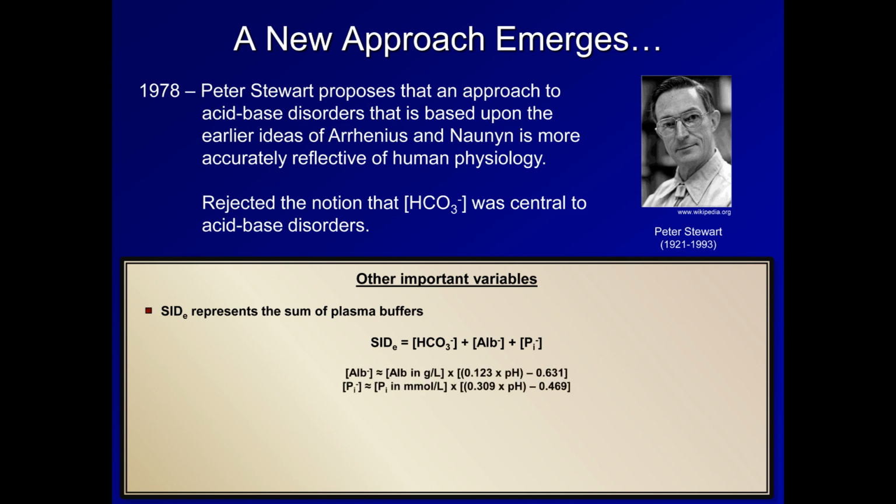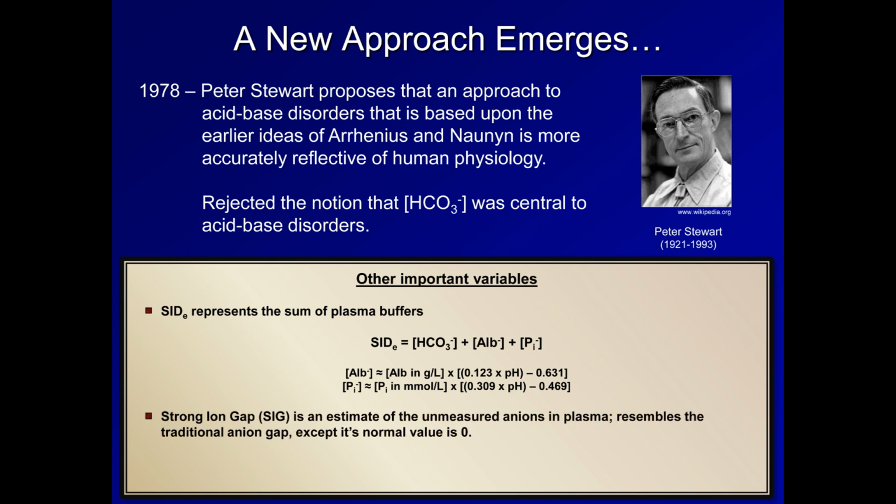Second, the strong ion gap, or SIG, is an estimate of the unmeasured anions in plasma and resembles the traditional anion gap, except its normal value is 0. It is mathematically equal to SID-A minus SID-E.